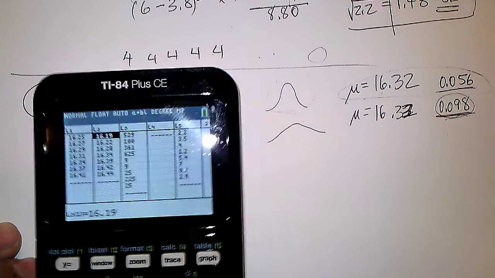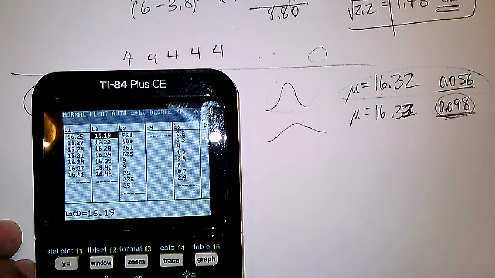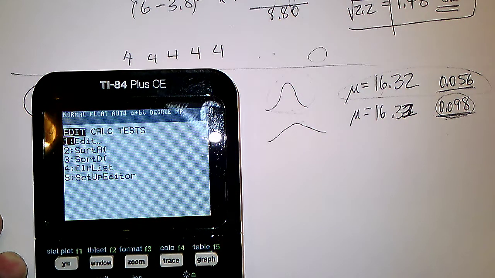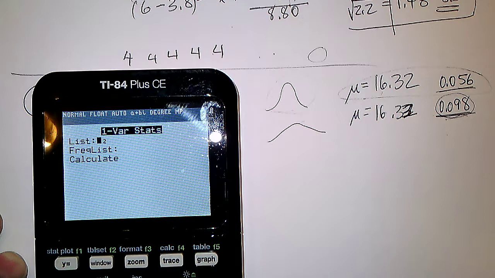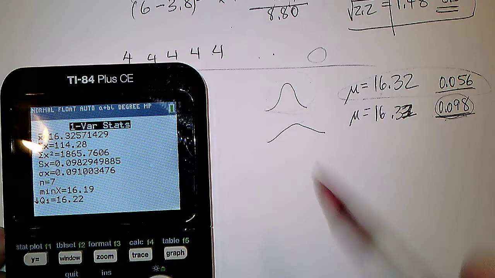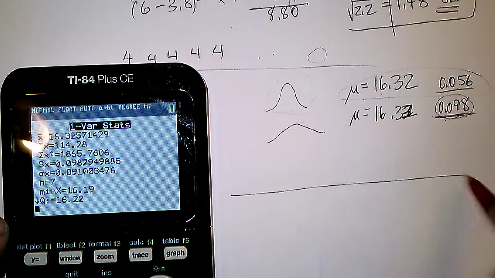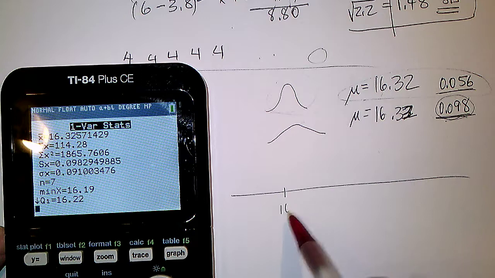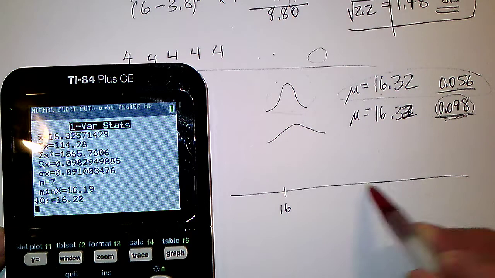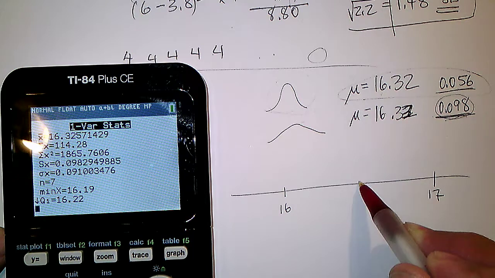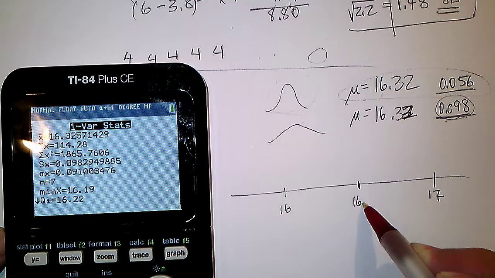Oh, that's a lot of work. So second, quit. So stat, calculate the one variable statistics on list 2. So I need the quartiles, the 5 quartiles. So everything's between 16 and 17. In fact, I think they're all between 16 and 16.5, so I'm going to put 16.5 there.